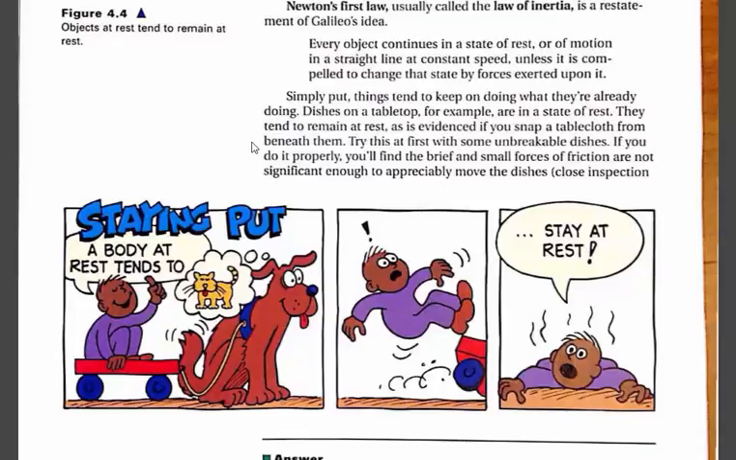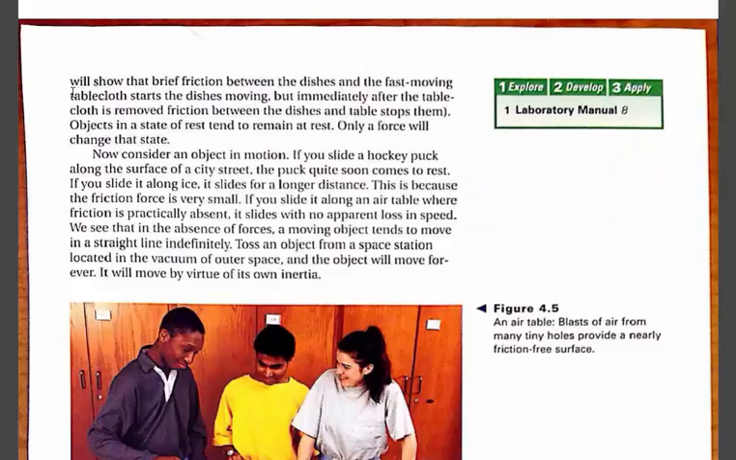If you do it properly, you'll find the brief and small force of friction is not significant enough to appreciably move the dishes. Close inspection will show that brief friction between the dishes and the fast-moving tablecloth starts the dishes moving, but immediately after the tablecloth is removed, friction between the dishes and tabletop stops them. Objects in a state of rest tend to remain at rest. Only a force will change that state.